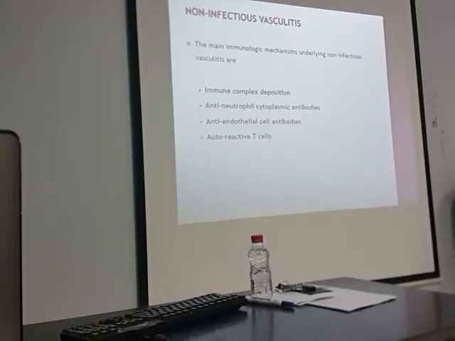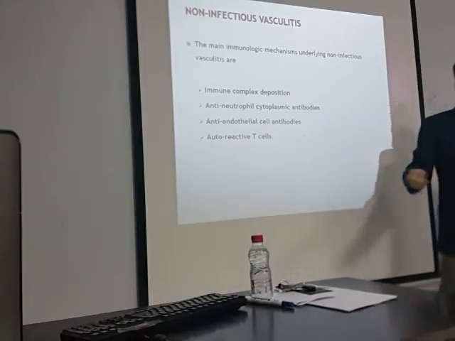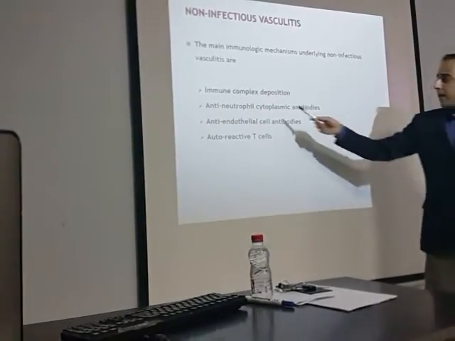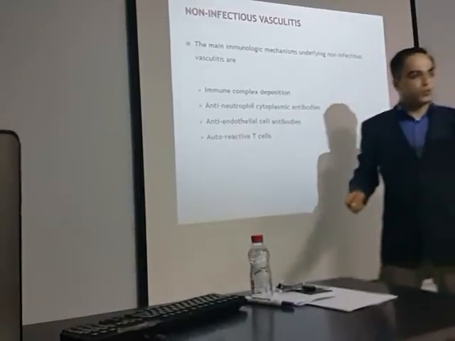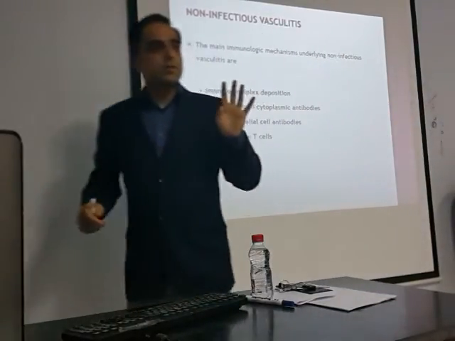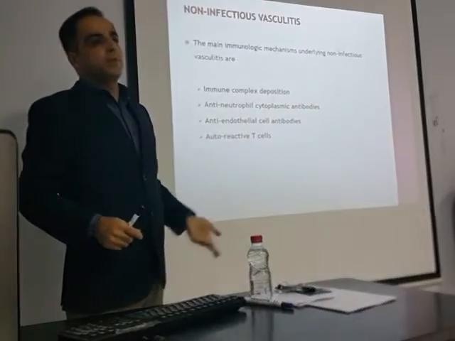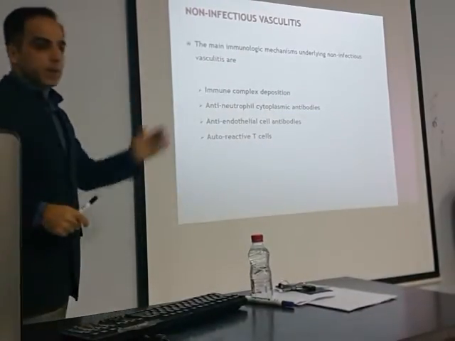What's the difference between the second and the third one? The type of antibody is different. Anti-endothelial cell antibody is directed against the endothelium, and ANCA is directly against the neutrophil. You got it? Both are antibody mediated, but the type of antibody is different, so we keep them separately.